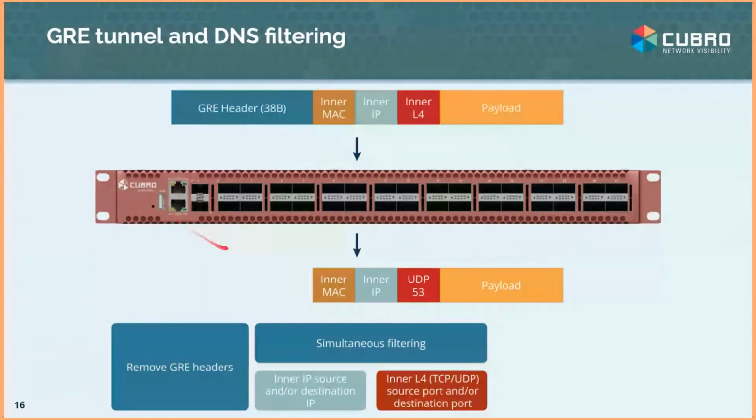So what these advanced boxes can do is they can remove the GRE header, but at the same time, they can also do the filtering of the inner parameters. So if the inner port is 53, because you're looking for DNS, they can filter for that. So they can ignore this tunnel and still find the right packet for us. That is actually what advanced means.